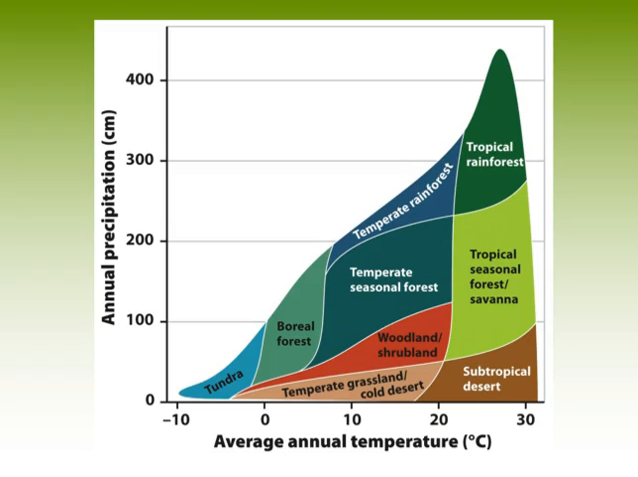This graph shows the different temperature and precipitation combinations that result in the various biomes. You can see the vertical bands of the polar, temperate, and tropical biomes.